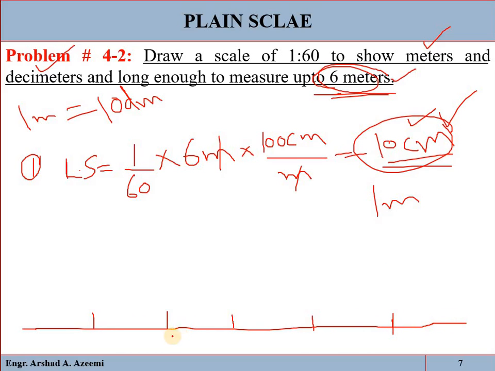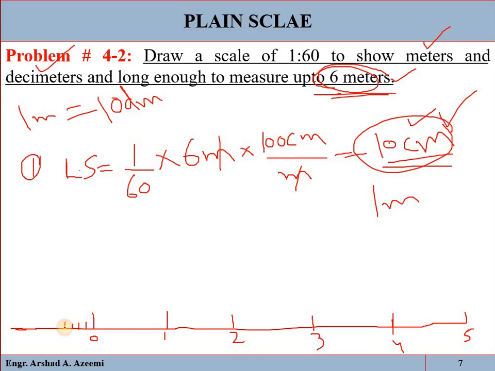1 meter. Right here 0, 1, 2, 3, 4 and 5. Okay, see, 5 meter is that one and 5 meter is to the left side. Now see, that is 1 meter. Okay, so further divide this part into 10 equal parts.